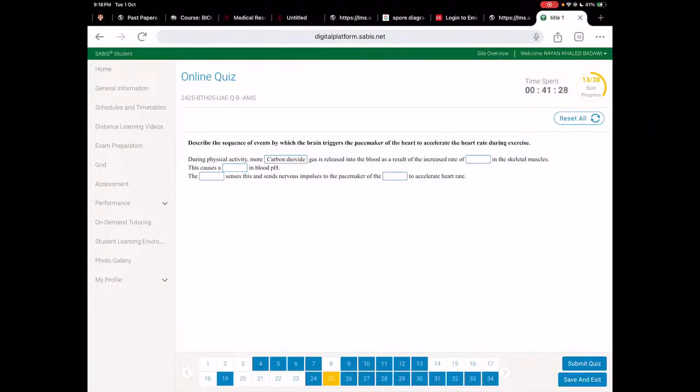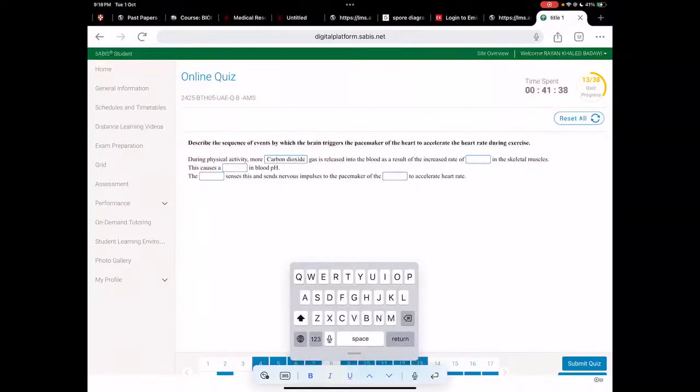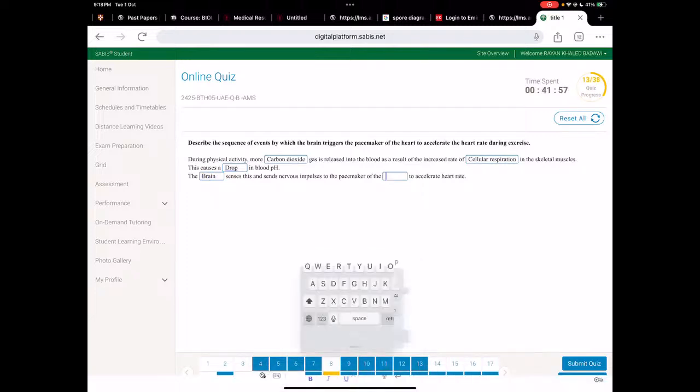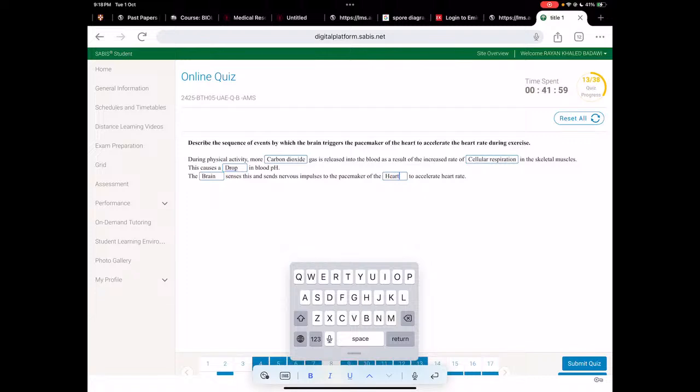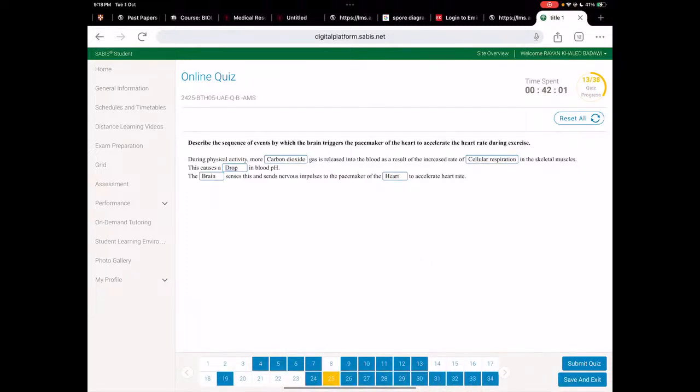Which last one? Can you say the number in the chat, please? Increased rate of cellular respiration, as we said. And what will happen to our blood pH? This causes a drop in blood pH. The brain senses this and sends a signal to the pacemaker of the heart. Okay, 24.